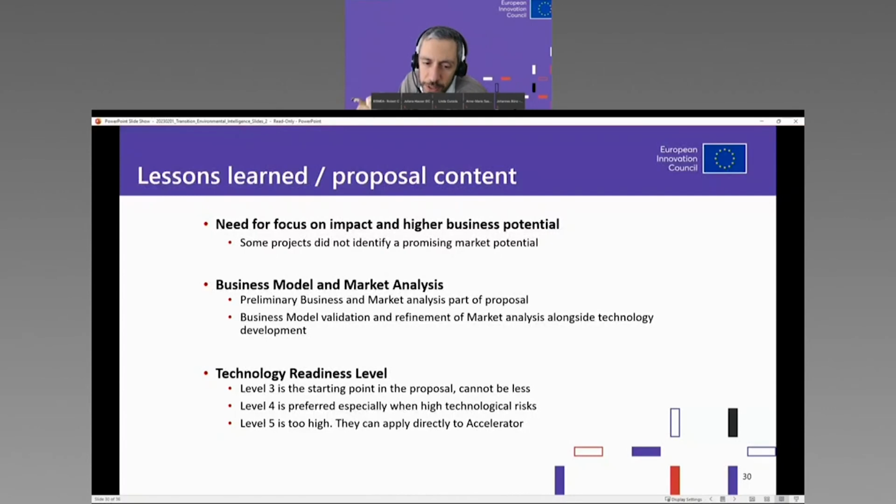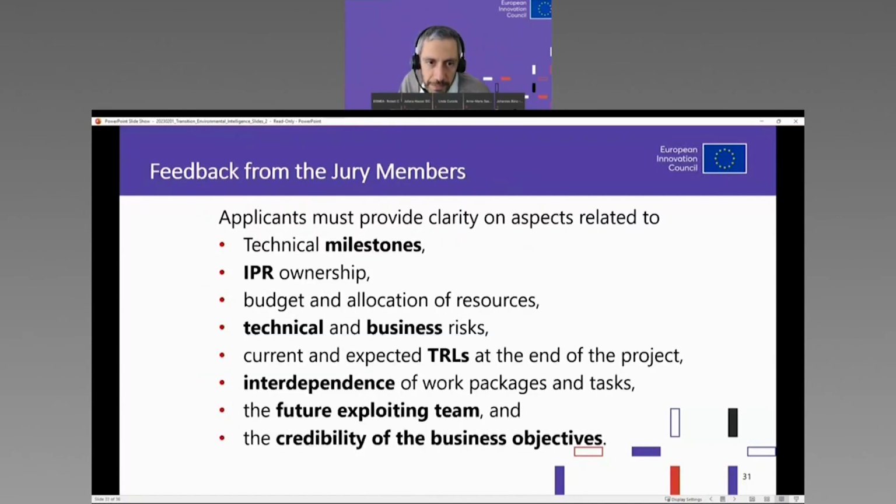And the third important aspect that I already said, please consider that the eligibility criterion is level 3, the TRL 3, the starting point. Okay? So you can start from TRL 3, 4, but if you are at 5, it is too high, and you have to direct your attention to the accelerator funding scheme.